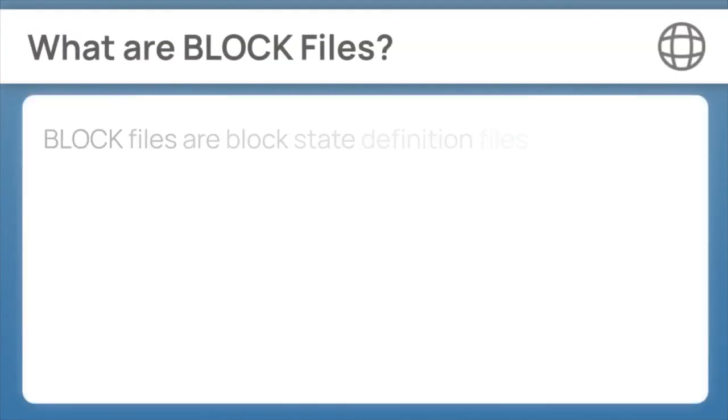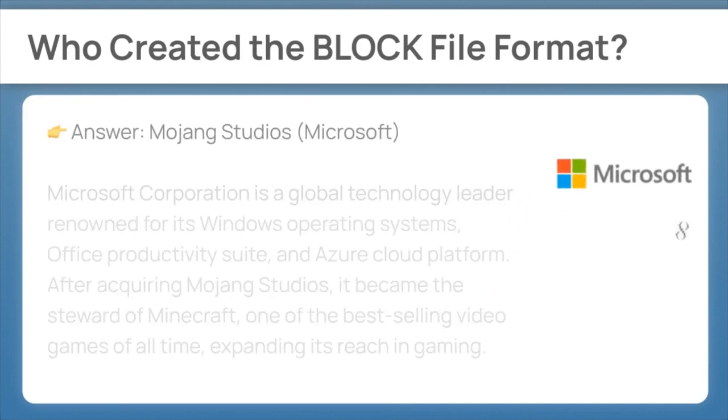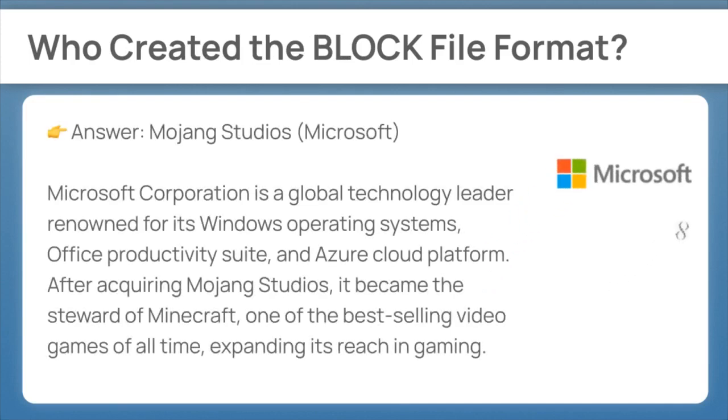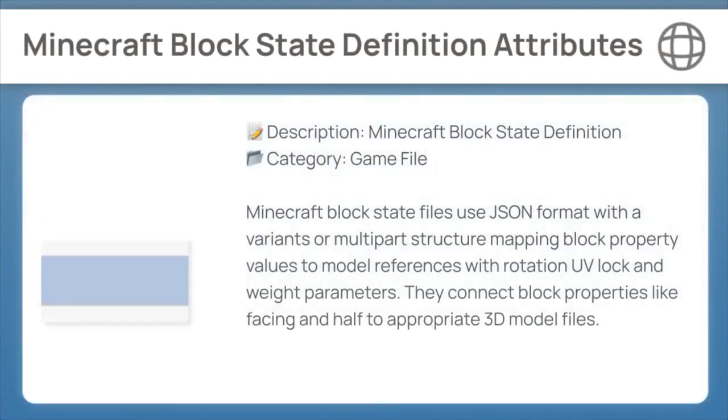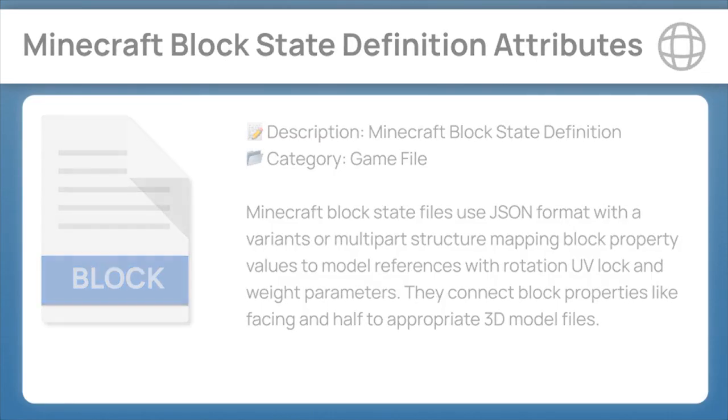Block files are block state definition files for Minecraft, defining how blocks render their visual appearance based on different property states. They map block property combinations to specific model files, controlling how blocks display in different orientations, conditions, and configurations. Minecraft block state files use JSON format with a variants or multipart structure mapping block property values to model references with rotation, UV lock, and weight parameters. They connect block properties like facing and half to appropriate 3D model files.